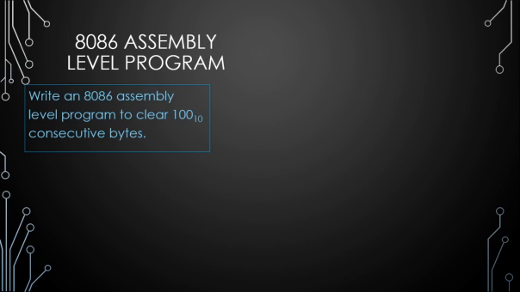Hello students, today we will discuss more about 8086 assembly level programs. So let us try a program: write an 8086 assembly program to clear 100 consecutive bytes. So what are we going to do? We are going to make 100 bytes in the memory as 0.